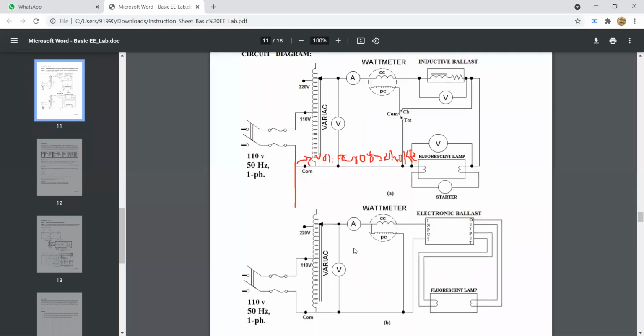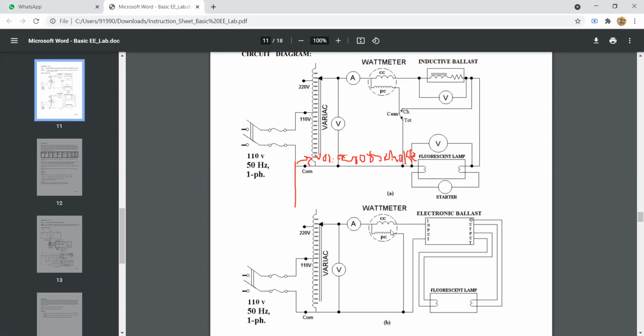For the fluorescent lamp with electronic ballast, the striking voltage is only 50 volts, and you will take only one reading at 230 volt. You will get the voltage, current, and power, and you will find out the total power factor. Here you cannot find out the power factor of the ballast and the fluorescent lamp individually. You can only find out the total power factor.